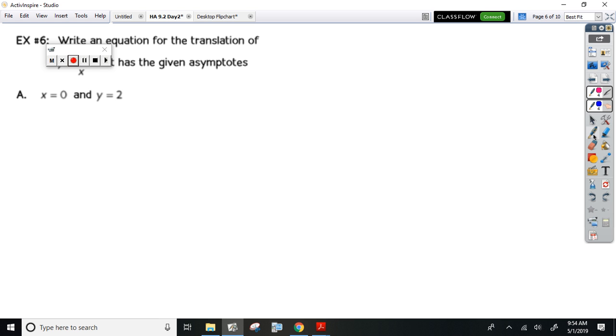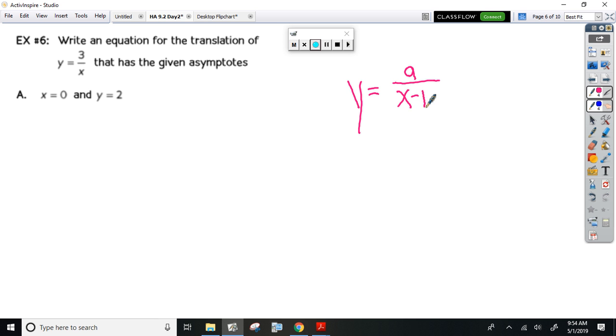So the first two examples, I don't know why I gave you so much space, but I did. There's really not any work to show. We are writing the equation for the translation of, now in this case it's y equals 3 over x instead of 1 over x, with the given asymptote. So if you remember, your general form is a divided by x minus h plus k. So all you have to do is identify what your h and k values are from the asymptotes and plug them into the equation. Now in this case, they told us that the a value is 3, so when you're doing these, you're going to use 3 because of the directions.